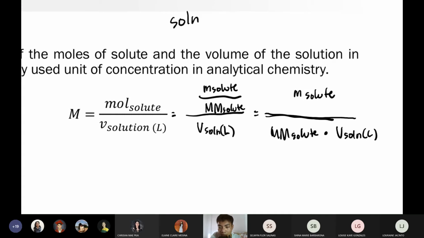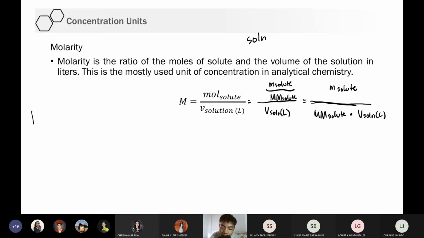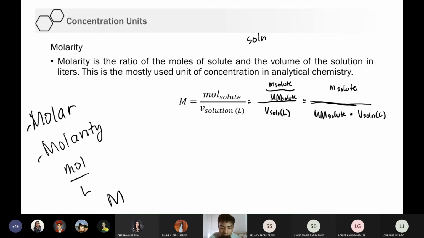So yung molarity, maraming tawag dyan. We can call it molar, pwedeng molarity din, pwedeng mole per liter, o kaya capital letter M. So yan yung mga tawag sa molarity. Pwede rin namang square bracket. Kapag nakakita kayong square bracket sa Anachem, molarity yon.